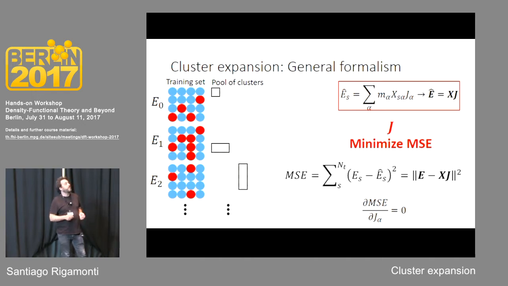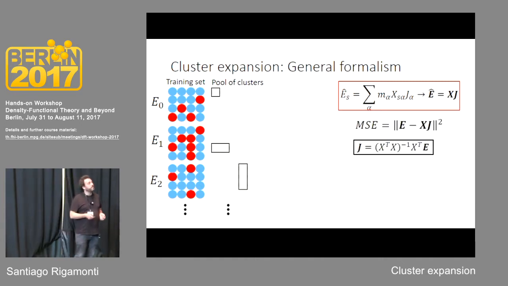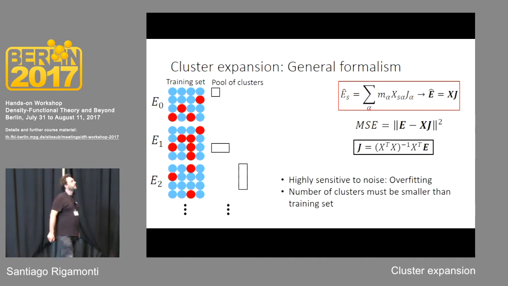So you basically calculate the gradient of this function. You know that this depends on the J's, and you equate it to 0. And then you find the analytical solution, that is basically this formula here, where this X is the X matrix. So you have X transpose times X to the -1, times X transpose, you multiply by the ab initio energies, and you get the interaction coefficients. So this is a systematic way to perform the cluster expansion.